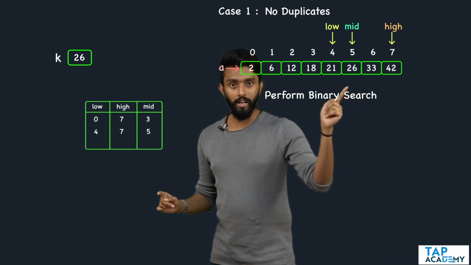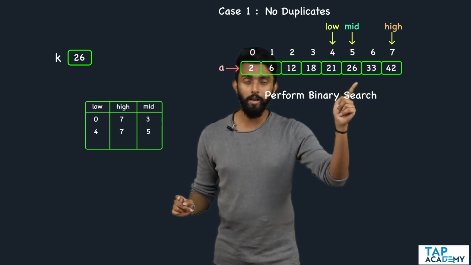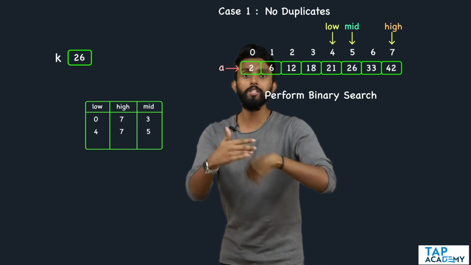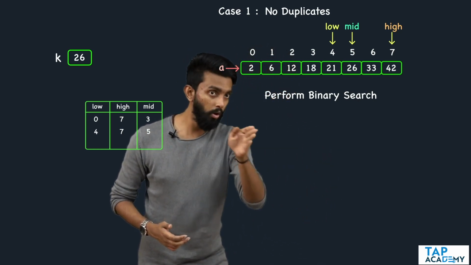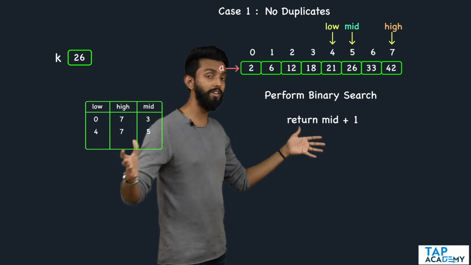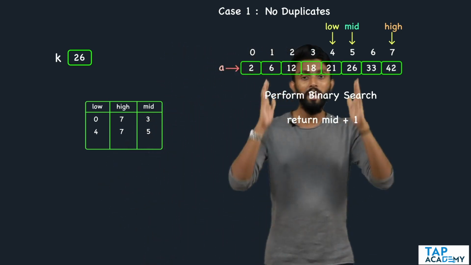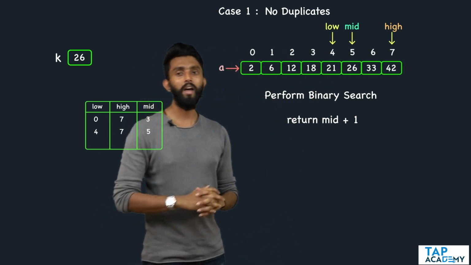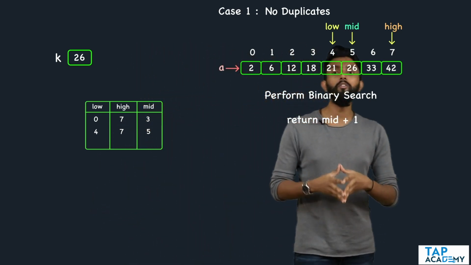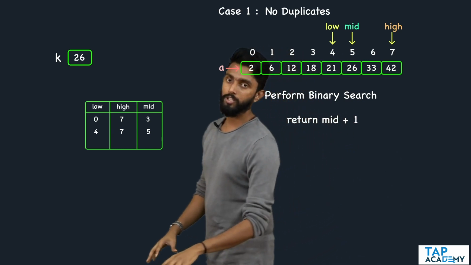How many elements are there which are lesser than or equal to 26? 6 elements. How can I make that 5 as 6? Plus 1. So would you agree? If I perform search and I find that element, all I have to do is return mid plus 1, and that is the count of the number of elements which are lesser than or equal to the given value. I think everybody would agree with me on this aspect.